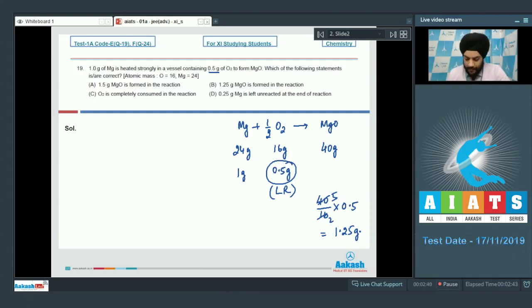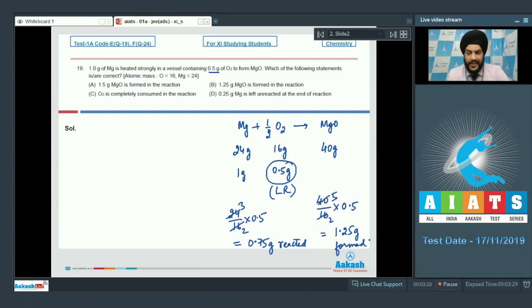Okay, now if we talk about the amount of magnesium which is left unreacted, again we can see that 24 grams of magnesium react with 16 gram of oxygen. So it is clear that the amount of magnesium which is reacted with 0.5 gram of oxygen shall be equal to 24 by 16 into 0.5. So 8 will cancel it 2 times and 3 times. So this will be equal to 3 by 4, which is equal to 0.75. So this much gram of Mg has been reacted and these many grams of magnesium oxide have been formed.